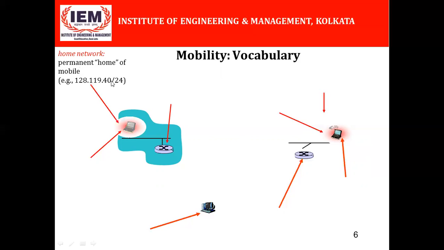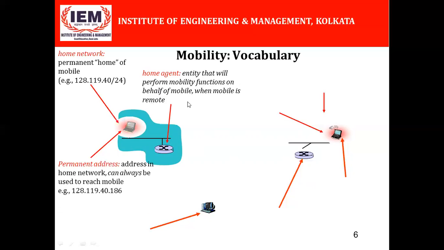When I put a dot and then 40 dot some x, that is the permanent home network router address for your mobile device. Next thing, home agent. This is the network. This is the router. That's why I have shown it using this particular symbol. It is the entity that will perform mobility functions on behalf of the mobile when the mobile is remote. Okay.